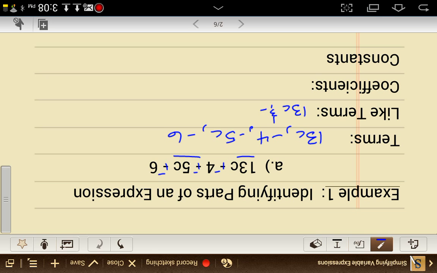13c and negative 5c. My other set are the constants. I have negative 4 and negative 6. So that's another set. Sometimes you only have one set, sometimes you have no sets, sometimes you have multiple sets. In this case, we have 2.